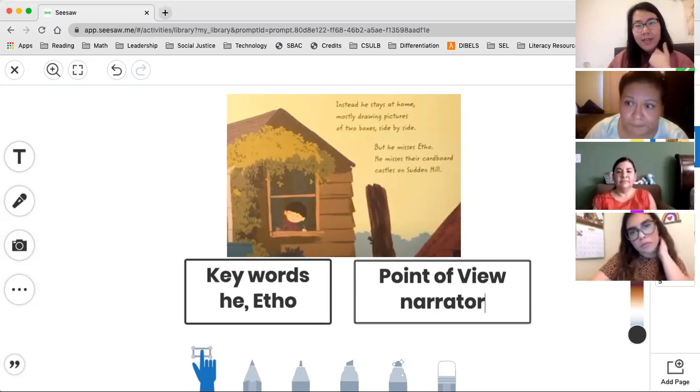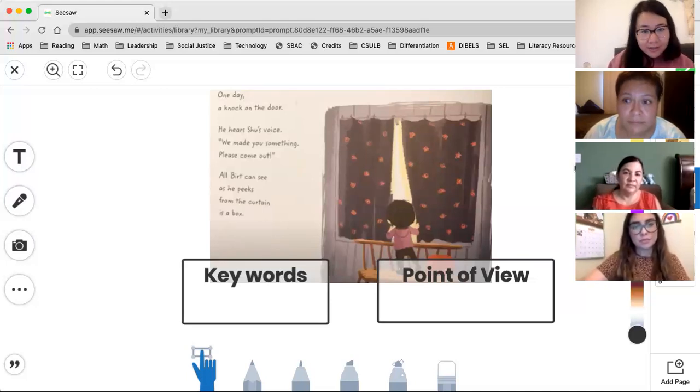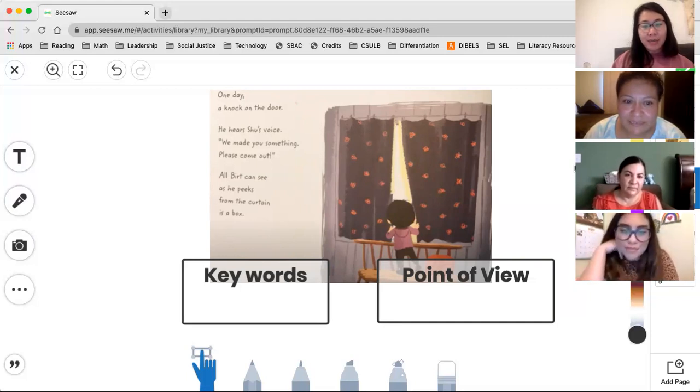Awesome. Okay, here you go to the last one. And this one, I'm going to give you a warning, is a little tricky. So we're going to have to work all together to figure this one out. One day, a knock on the door. One day he heard a knock on the door. He hears Shu's voice. We made you something. Please come out. All Bert can see as he peeks from the curtain is a box.